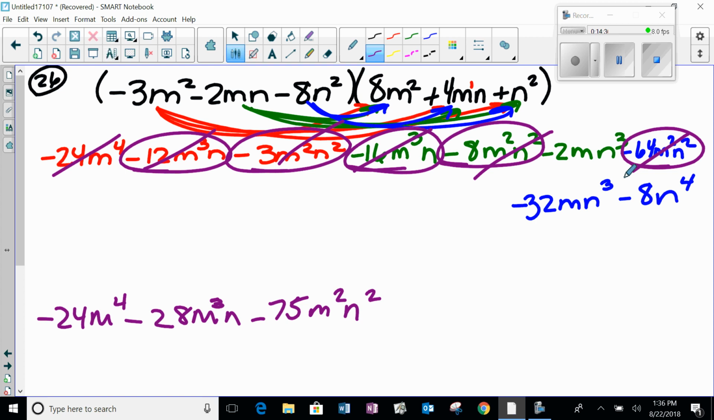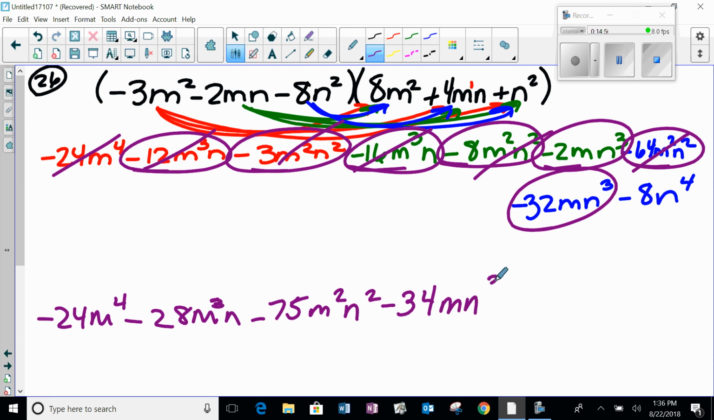Finally, I have mn cubed. So I have a negative 2mn cubed subtracting 32mn cubed, so that I have negative 34mn cubed. And then finally, I have an n to the fourth power. So I bring that down, and we are officially done.